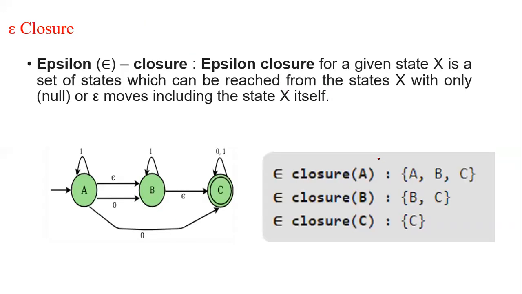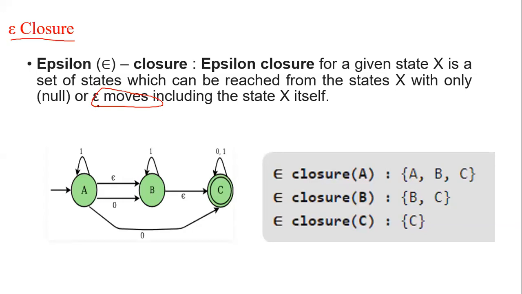Under this topic, we may have some problems in 2 marks. Please note how we can do it. We have to calculate the epsilon closure. For a given state X, it is the set of states which can be reached from the state X with only empty moves. With only empty moves, how far we can travel from the particular state. This is the epsilon closure. It may be asked in 2 marks, and Part B questions are also based on this concept.